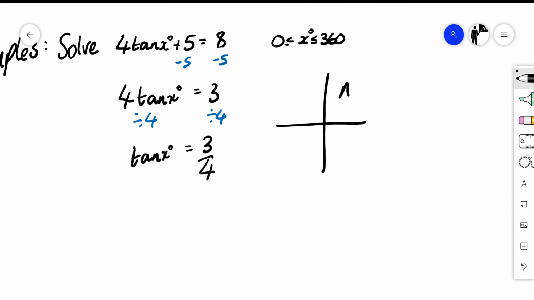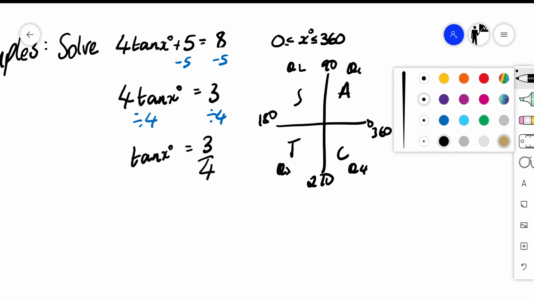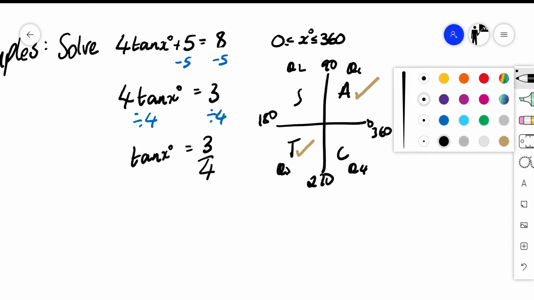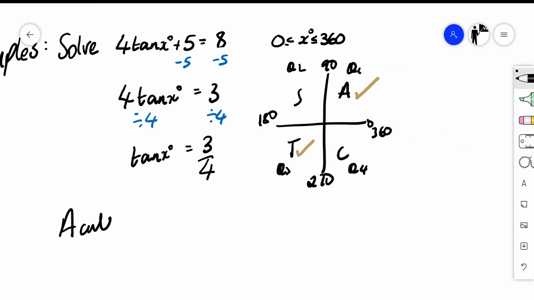We'll go ahead and draw our CAST diagram, all, sin, tan, cos, 0, 90, 180, 270, 360, quadrant 1, quadrant 2, quadrant 3 and quadrant 4. If we have a look at our equation, tan x is 3/4, that's a positive number, so we need to tick where tan is positive. Well, they're all positive here, and tan is positive here, T stands for tan.